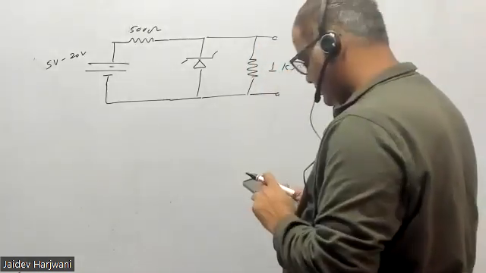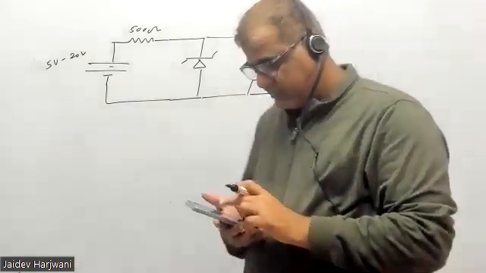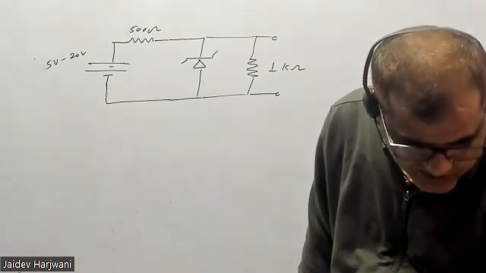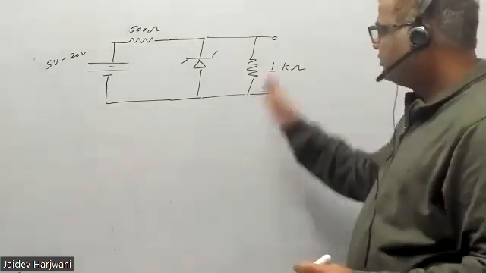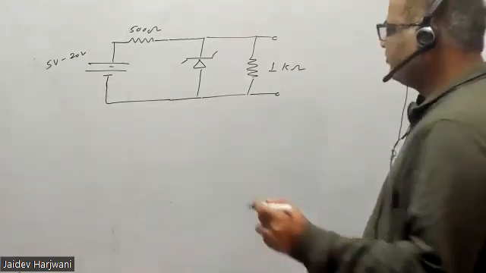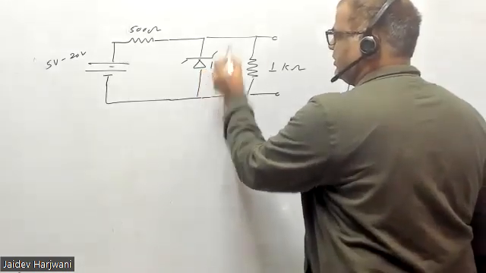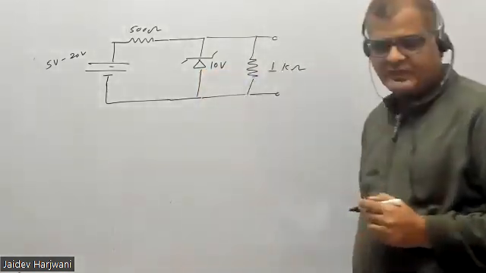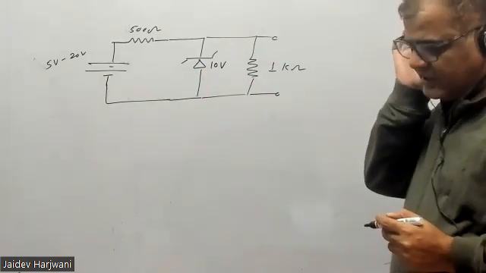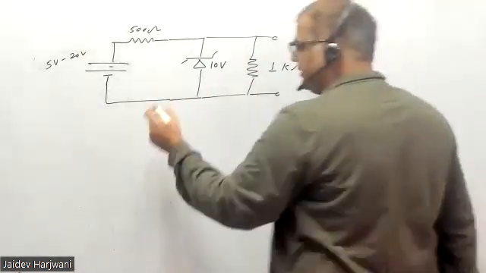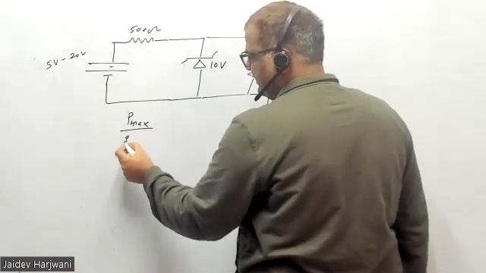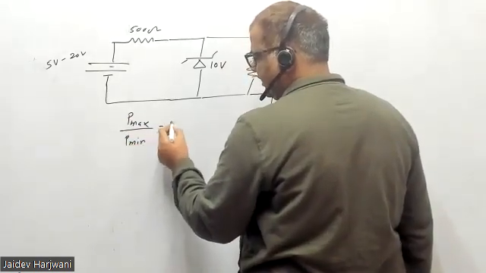Now they are asking the ratio of maximum power to the minimum power to the load. So how much maximum power can go to the load? The Zener diode breakdown voltage is given as 10 volt. So they're asking what is the maximum power to the minimum power to the load for the given battery. What is the ratio of P max to P minimum? That ratio we have to find.